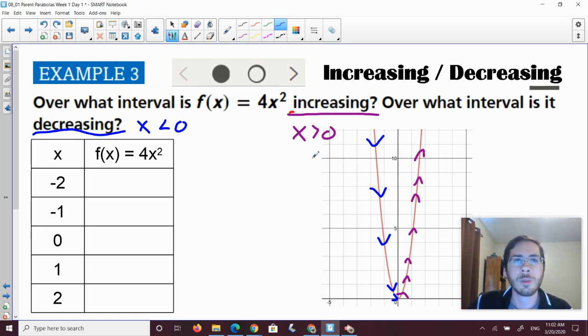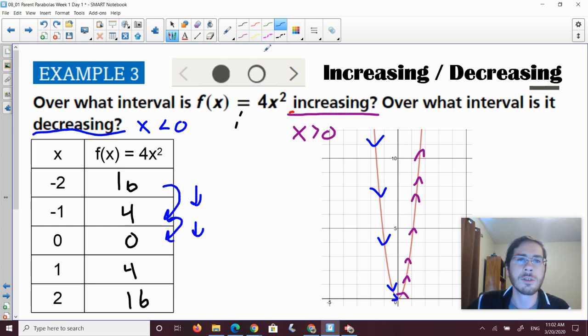If we wanted to do that in a table, we could. We're going to do some fast math. So negative 2 squared is 4. 4 times 4 is 16. Negative 1 times negative 1 is 1, times 4 is 4. 0 times 4 is 0, times 0 is another 0. 1 squared is 1, times 4 is 4. 2 squared is 4, times 4 is 16. So if we do check, we can see here, we're going to decrease. Here again, we're going to decrease. But then, once we get to here, 0 to 4, we increase. 4 to 16 increases. So we can represent that with a table or with a graph.